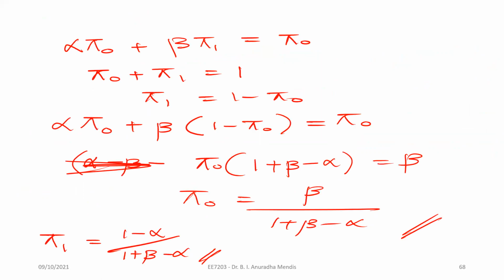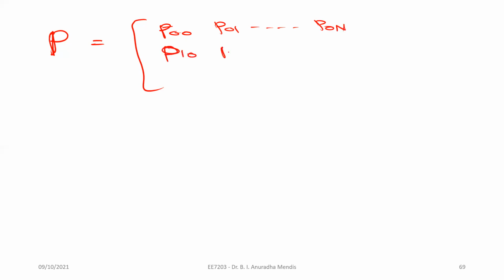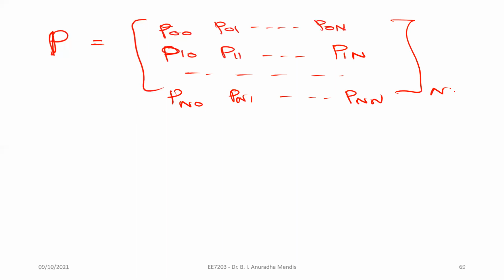Now I want to highlight another point regarding the transition matrix P. P is something like this: P00, P01, up to P0n. There are n states like this. Then Pn0, Pn1, up to Pnn. It is an n by n matrix, assuming there are n states.